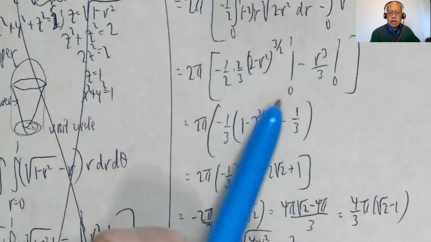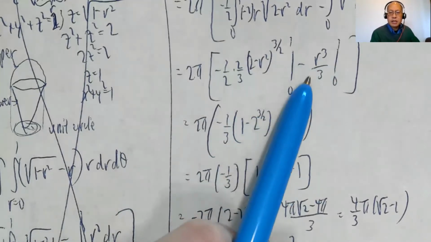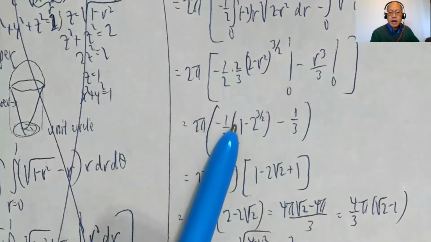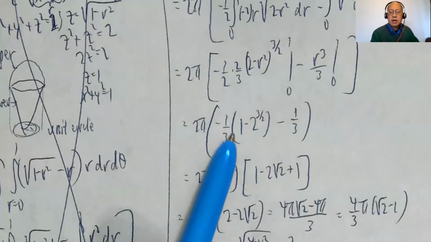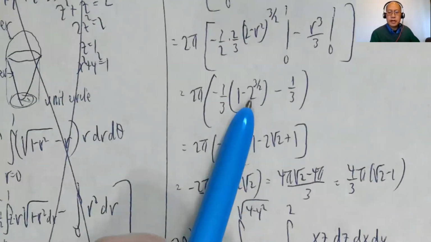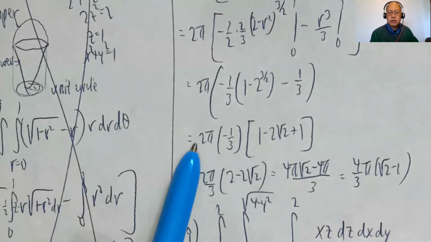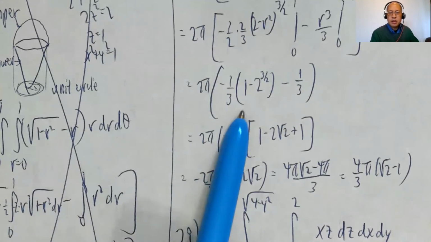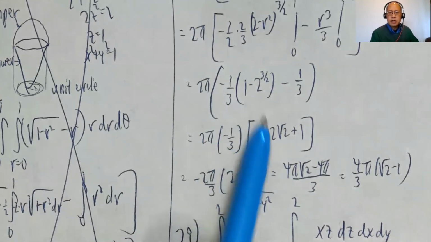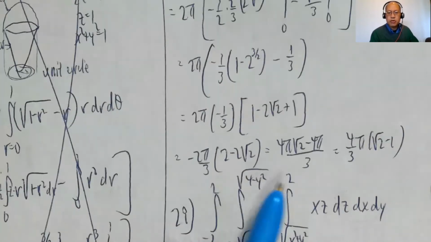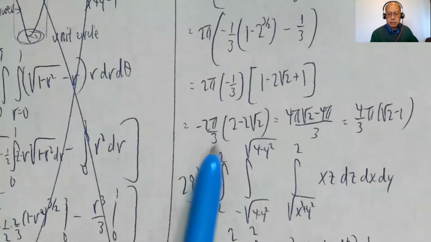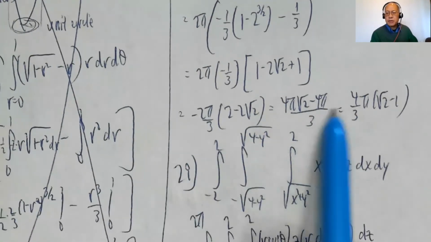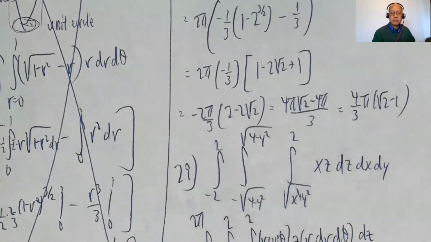This one's a little bit tricky. If I plug in 1, I have 2 minus 1, or 1. Minus plug in 0, I have 2 to the 3/2. So 2/3, factor out the negative 1/3: 1 minus 2 to the 3/2, which is 2 radical 2, plus 1, or negative 2 pi over 3 times 2 minus 2 radical 2. Okay, with a little bit of touch up, 4/3 pi times radical 2 minus 1.